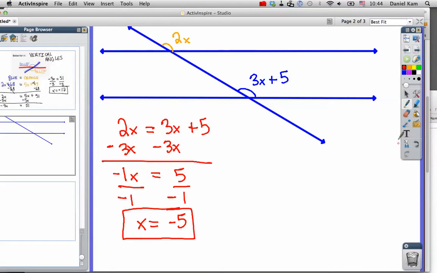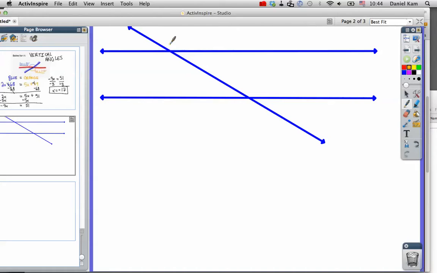Let's try another one. Let's say we know that this one is 3x plus 2, and this one right here is 5x minus 7. These are on opposite sides of the exterior, so they're alternate exterior angles. We know that alternate exterior angles are equal. So we would go 3x plus 2 equals 5x minus 7, and we would solve it.